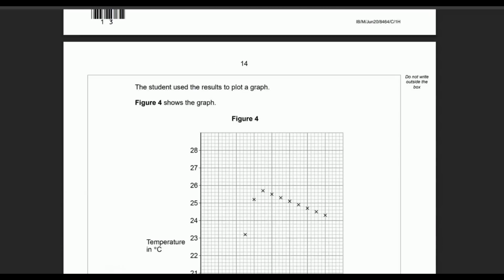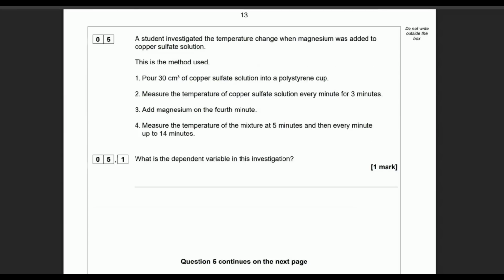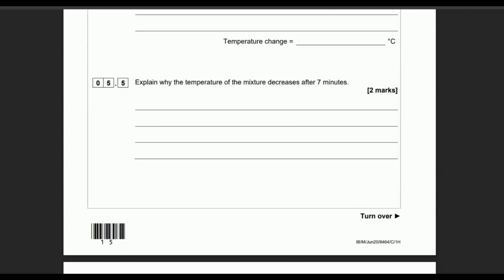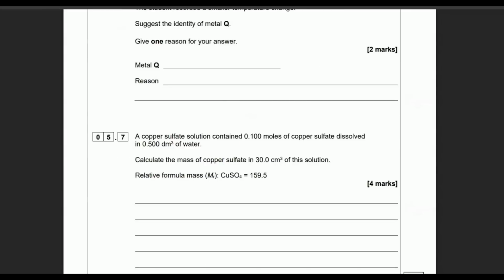So if it has a smaller temperature change, it means it is less reactive. So pick any metal that is less reactive than magnesium. So you can pick any metal that's less reactive. I'm going to go with zinc. If you know your reactivity series off by heart, great; if you don't, you might want to have a brief look at it. You don't have to know it perfectly, but just have a good idea of it. So I'm going to go with zinc. It is less reactive than magnesium.